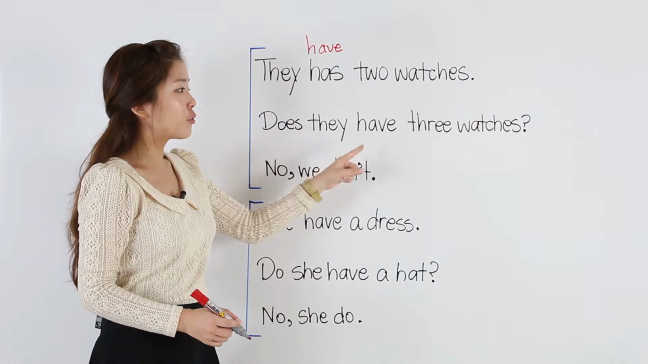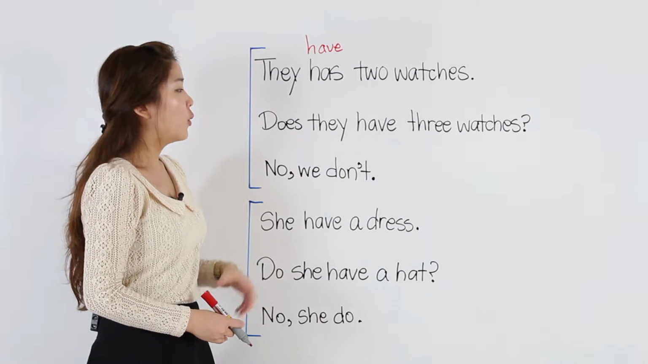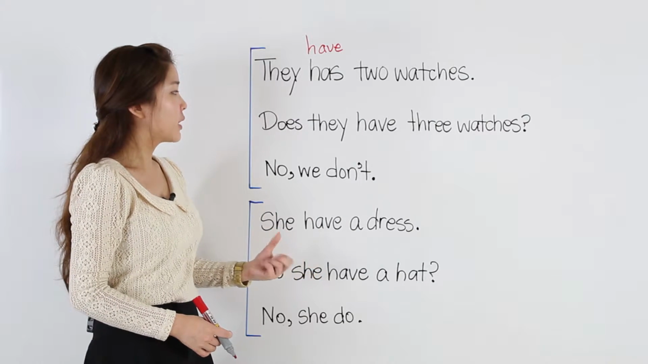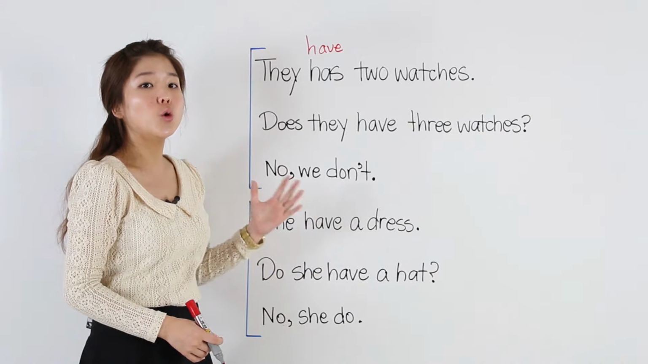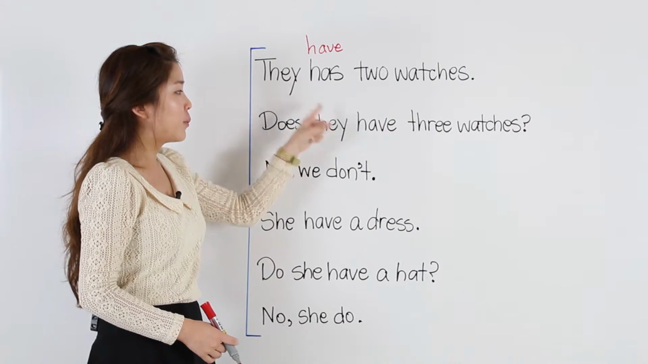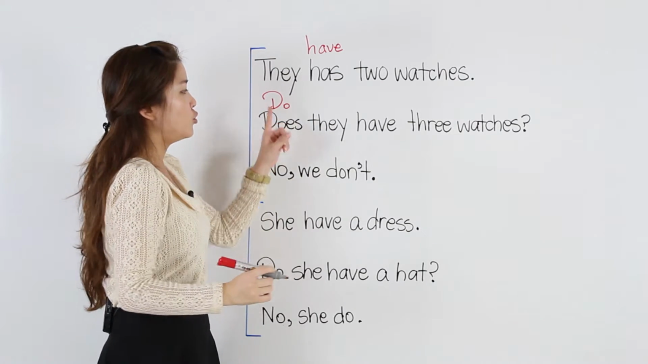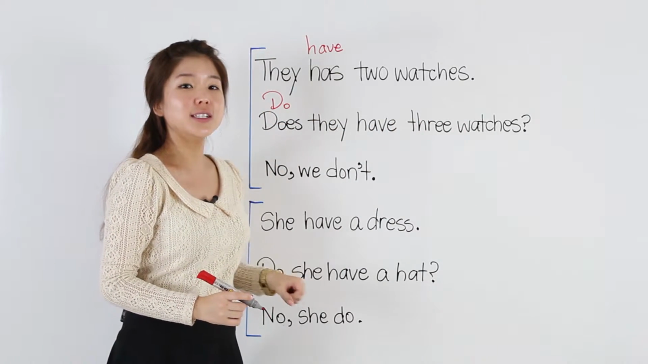The next one is a question. Does they have 3 watches? Remember, when we start a question, we have to use do or does. Here we have does, but remember, for they, we begin with do. Do they have 3 watches?